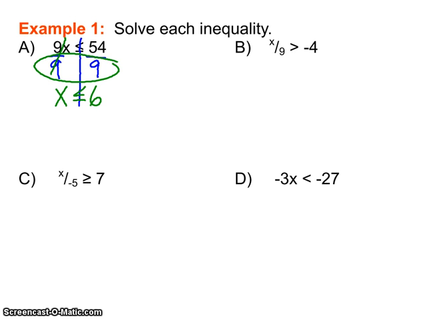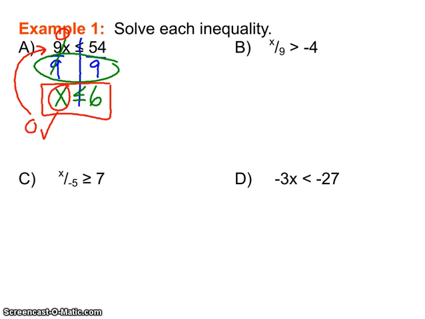Remember, for checking your answers, once you get your answer, find any number that's less than or equal to 6. On Friday, I told you whenever you can use 0, it's probably the easiest one. So I'm going to choose 0, and I'm going to plug 0 back into my original inequality. And 9 times 0 is 0. And is 0 less than or equal to 54? Yes. Again, we're not going to check every single possible answer, but pick one and plug it back in and make sure it works. Basically, what you're checking is to make sure your inequality is facing the right direction.